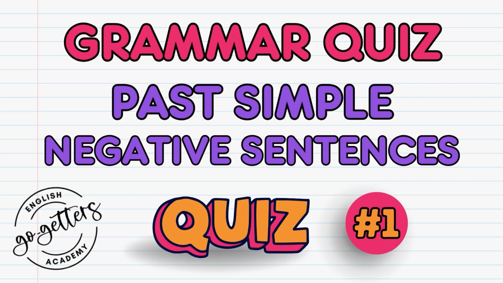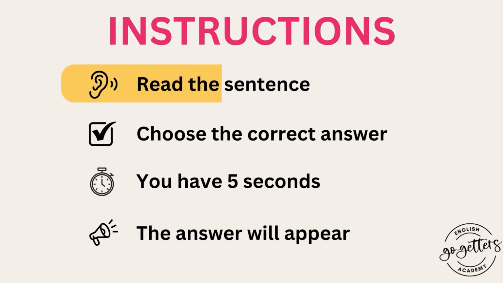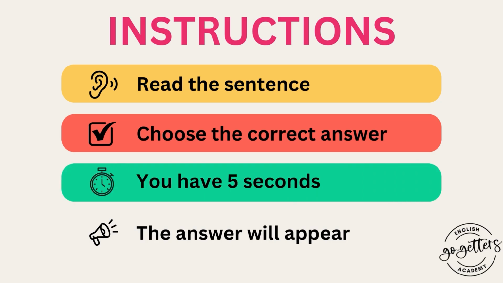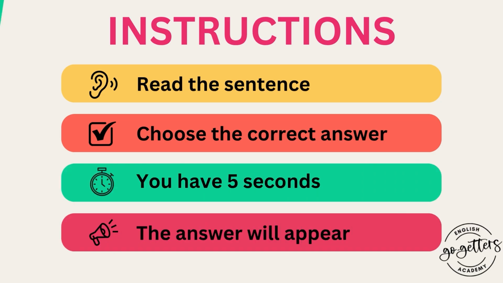Hello, English Go-Getter. Let's practice negative sentences in the past simple tense. But first, let's go over the instructions. So you're going to read the sentence, choose the correct answer. Now remember, you have 5 seconds, and then the answer will appear.